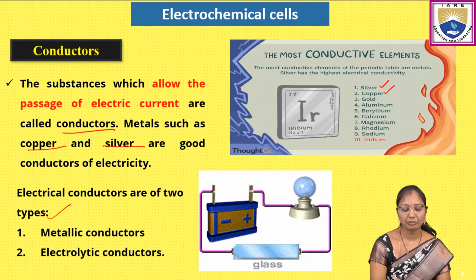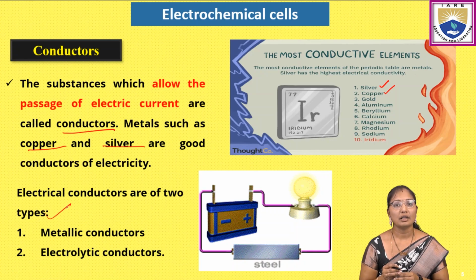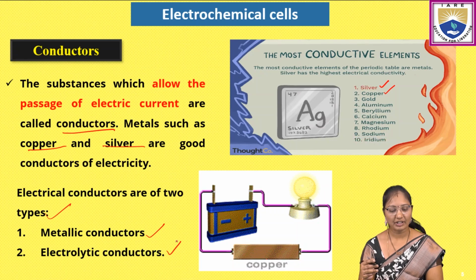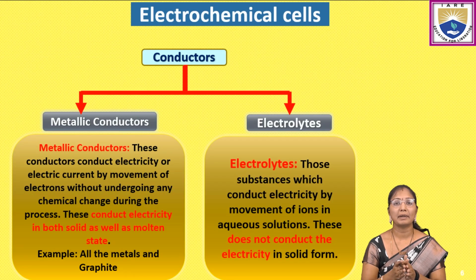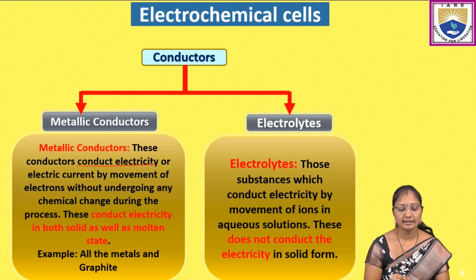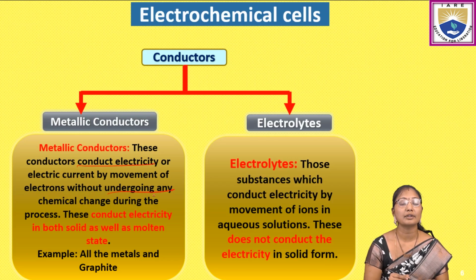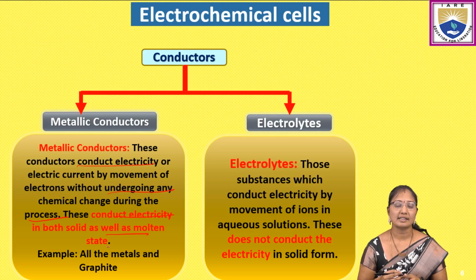What are the types of electric conductors? There are different types: metallic conductors and electrolytic conductors. Coming to the first type, metallic conductors. They conduct electric current by the movement of electrons without undergoing any chemical change during this process. They conduct electricity in both the solid as well as in the molten state, meaning the semi-solid or liquid state.